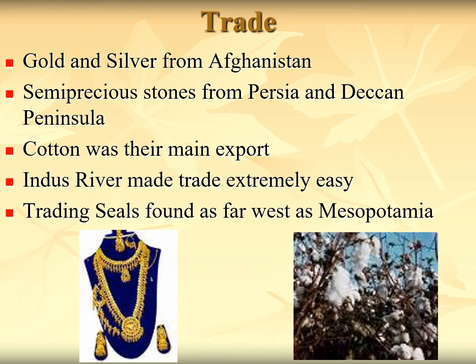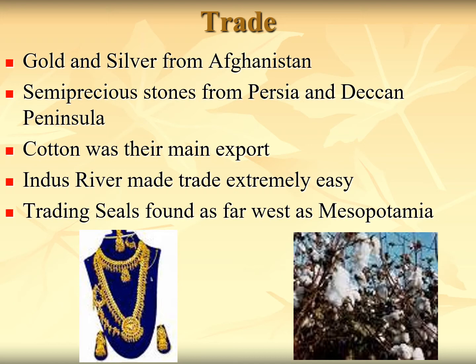So with trade, they traded gold and silver from Afghanistan, and semi-precious stones from Persia and the Deccan Peninsula. And the Deccan Peninsula is actually the area on the southern peninsula of India, south of the Narmada River, also known as the Deccan Plateau.